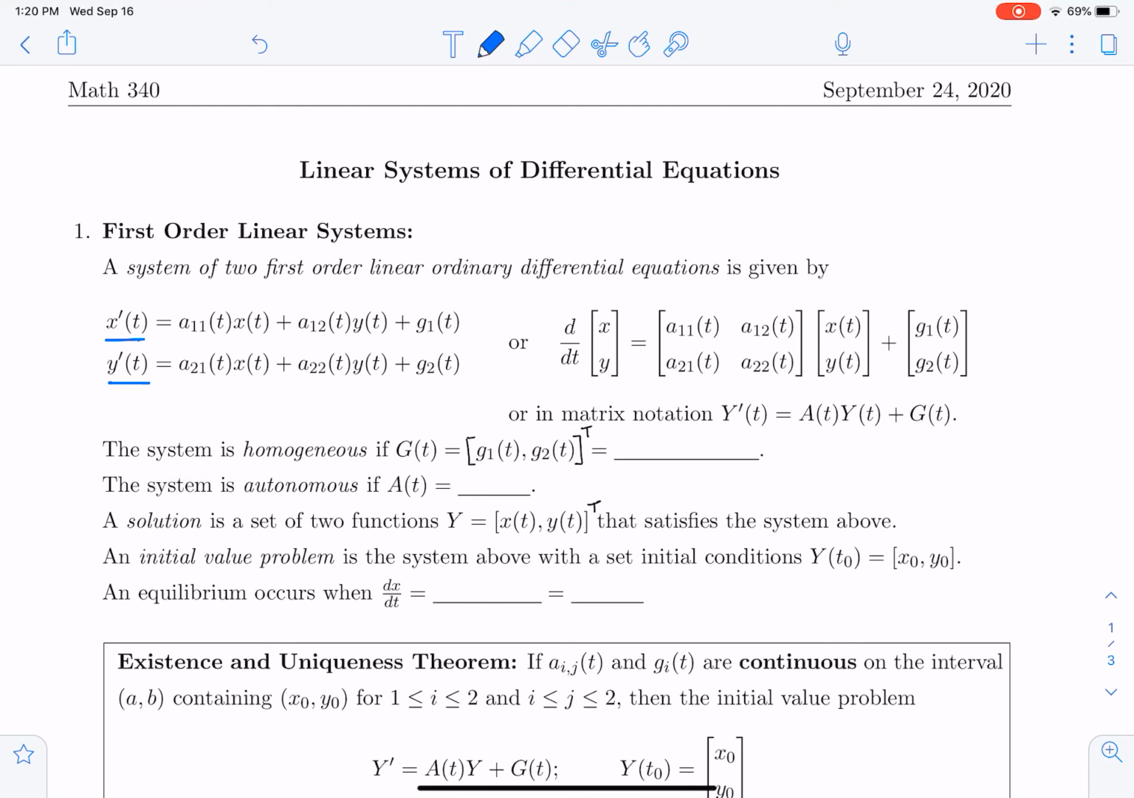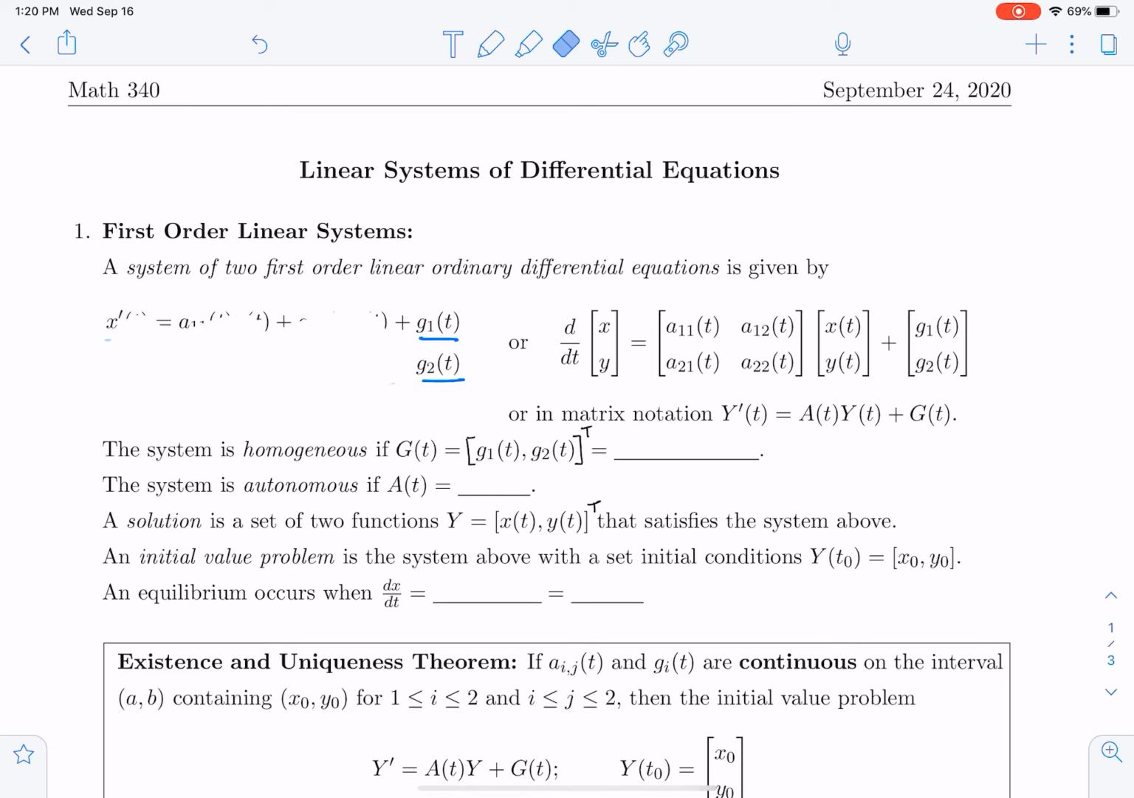Each one of these equations is going to depend on both x and y, as well as possibly a function of t. In all of the examples I presented before, the coefficients of x and y were constant, but these coefficients can depend on t, and we still have a linear system of differential equations.